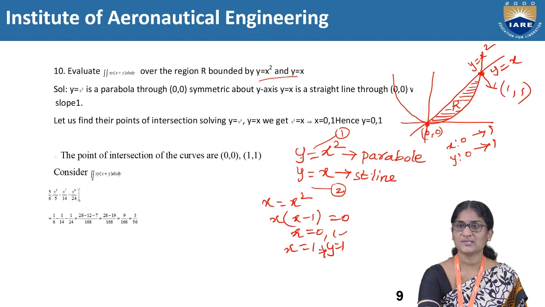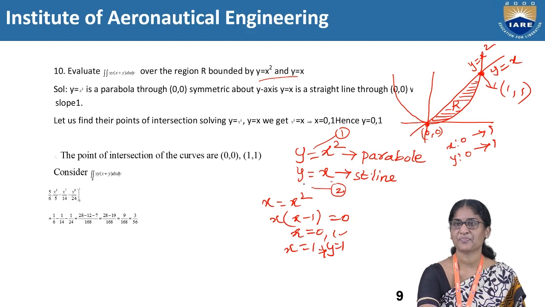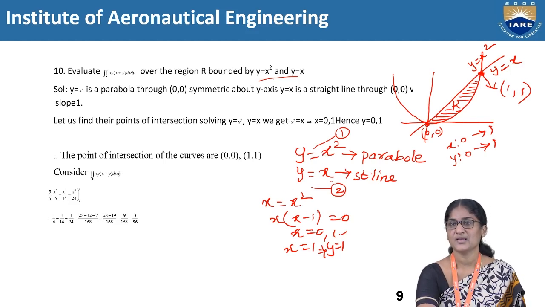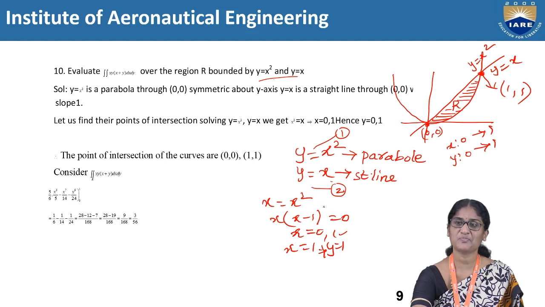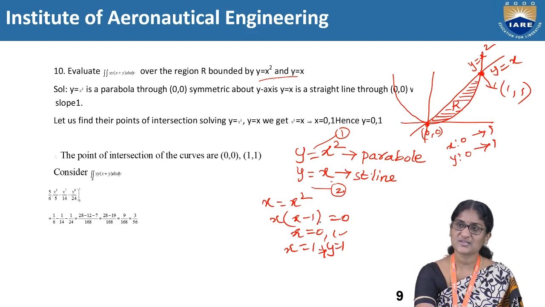So y = x² and y = x are the two curves he has given. I substituted x wherever y is there in the first equation, so as to reduce everything in terms of x. So x = x². Taking x common, x(x - 1) = 0, so x = 0 or 1. If x = 0, y also becomes 0. If x = 1, y is also equal to 1. So the points of intersection are (0, 0) and (1, 1). This is how we got it.